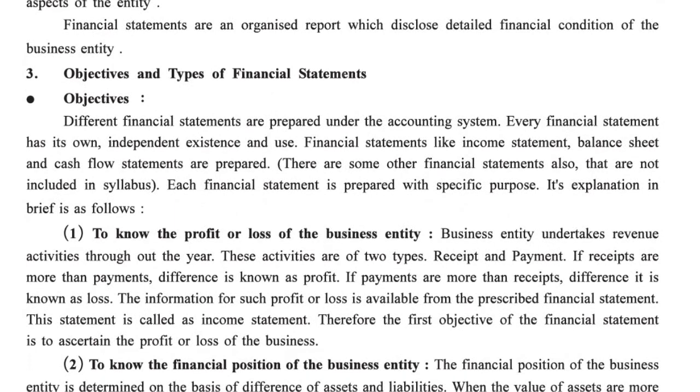Third one, objectives and types of financial statements. First, objective. Different financial statements are prepared under the accounting system. Every financial statement has its own independent existence and use. Financial statements like an income statement, balance sheet and cash flow statement are prepared. There are some other financial statements also. They are not included in the syllabus. Each financial statement is prepared with a specific purpose. Its explanation in brief is as follows.